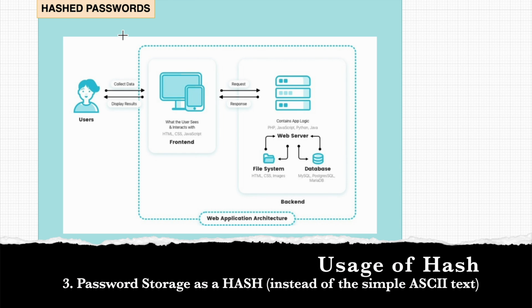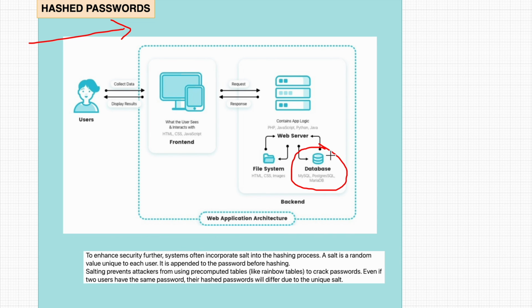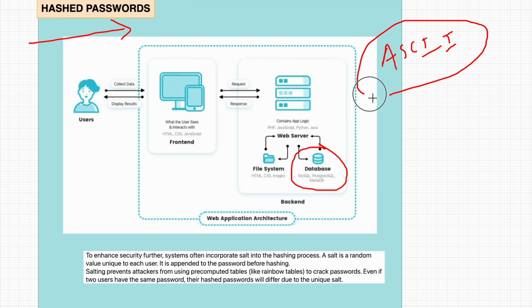So the third important thing which we want to discuss is the password. Whenever you store your password in the database, the passwords are not stored as plain ASCII characters. Why? Because let's say the database is compromised. Somebody has access to the database and they don't have good intentions. They can read all the passwords and they can disclose them. So passwords are never stored in the ASCII format. They are always kept as a hash.